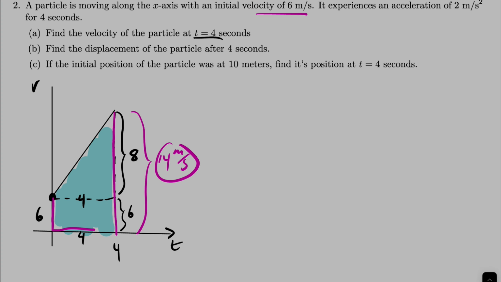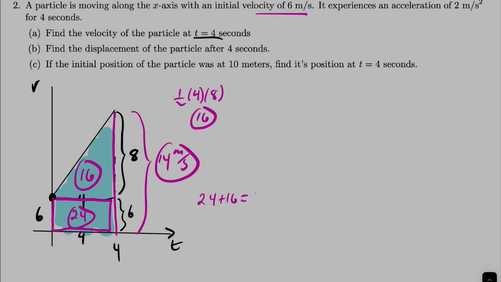The area of the rectangle on the bottom would be 24, 6 times 4. And the area of the triangle on top, I'll write that over here. 1/2 the base times the height is equal to 16. So this area up here is 16. Now let's add those up to get the total area. 24 plus 16 is 40, and the unit would be meters. So now I know the displacement is 40. Now keep in mind, the displacement is not where the particle is.